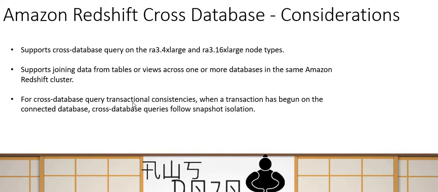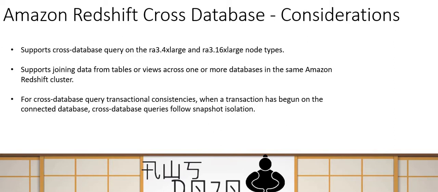Cross-database query supports transactional consistency. Keep in mind that you must understand that when you connect to Redshift, you always connect to a database. But through these cross-database queries, you can actually fetch data from other databases as well. But your connection is still with one database. So when you're making these cross-database queries and your transaction begins in the connected database, it does a snapshot isolation.